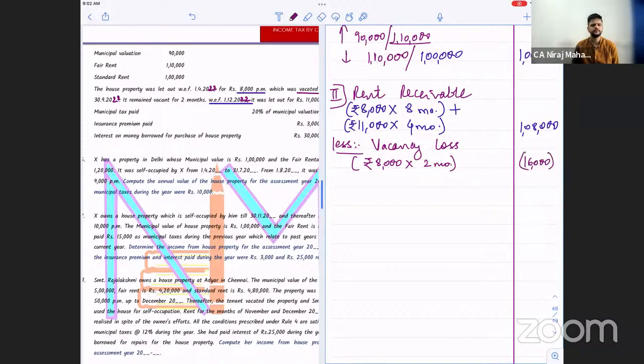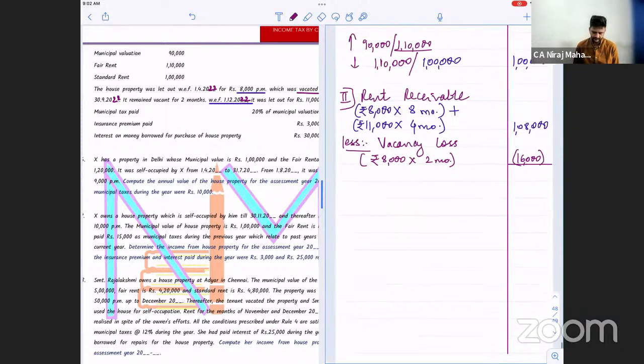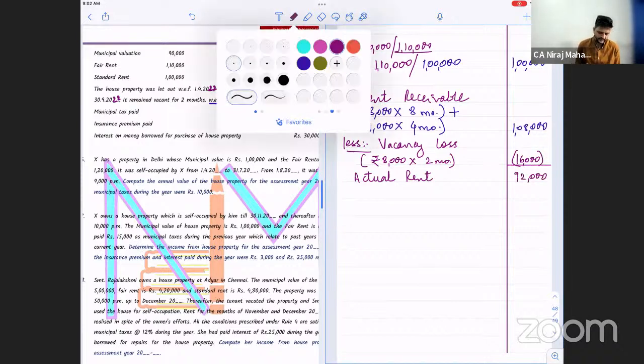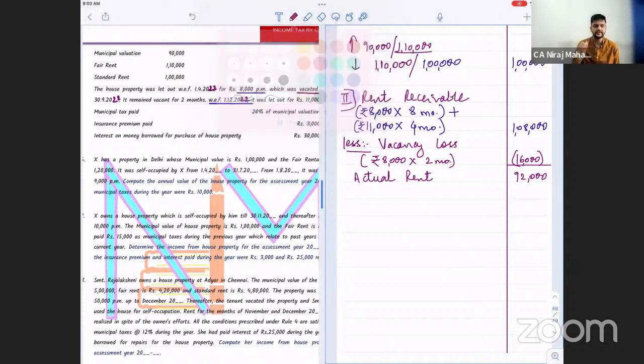Finally, all of you. Now, what is my step remaining? Actual rent received. 1,08,000 minus 16, so 92. Therefore, my GAV is how much now? 1,08,000 or 92? 92,000, because step 2 is lower than step 1 only because of vacancy loss.